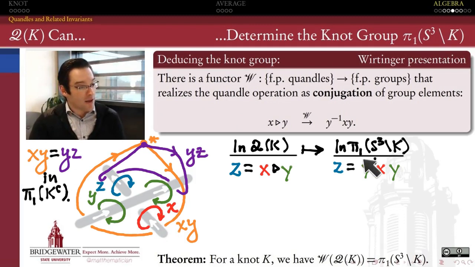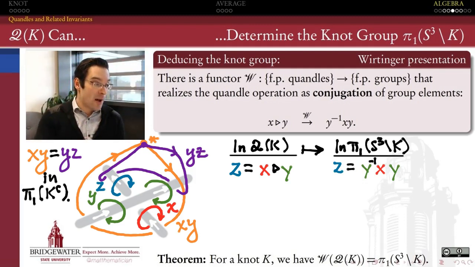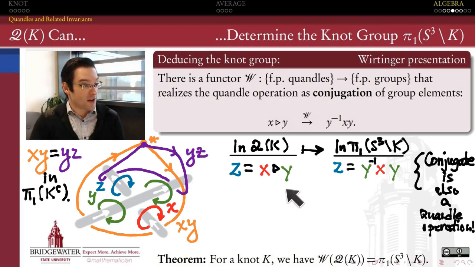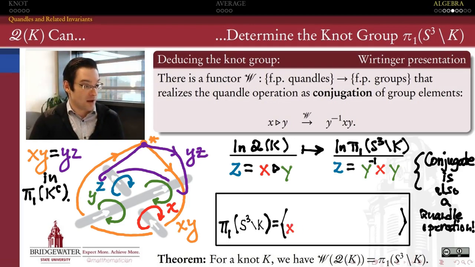And we can check that this conjugation operation satisfies all of the properties that we need a quandle operation to satisfy as well. And so all of the structure that exists in the fundamental quandle, most of the structure anyway, is going to be replicated over here in this knot group. So conjugation is a quandle operation, and therefore the knot group that we get out of this gives us a whole lot of information about the knot.